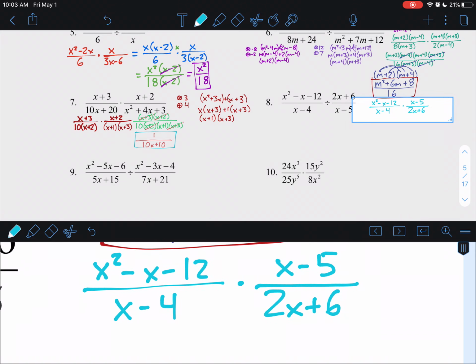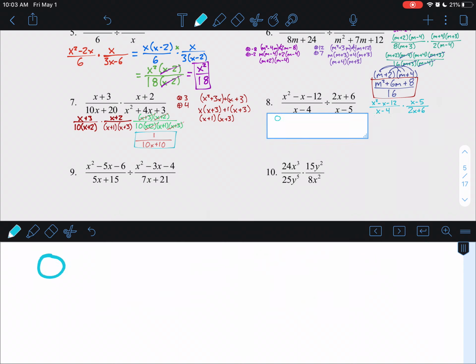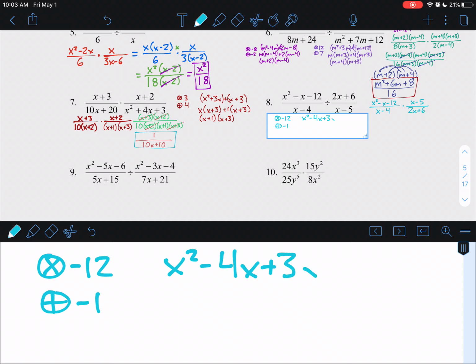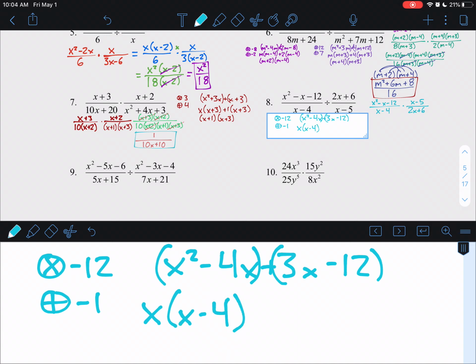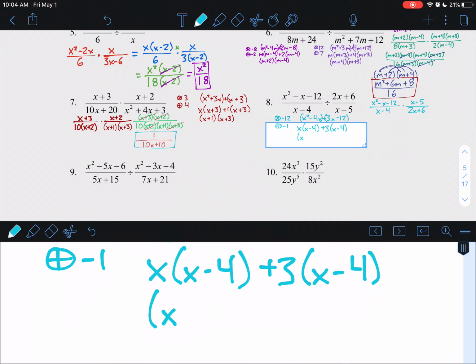Let's see, I got x squared minus x minus 12. I'm looking for two numbers that multiply to be -12 but add up to be -1. I believe that is -4 and 3. So I got x squared minus 4x plus 3x minus 12. I group. Between x squared and -4x, I got x times x minus 4. And between 3x and -12, the GCF is 3. Which means my two factors are x plus 3 and x minus 4.